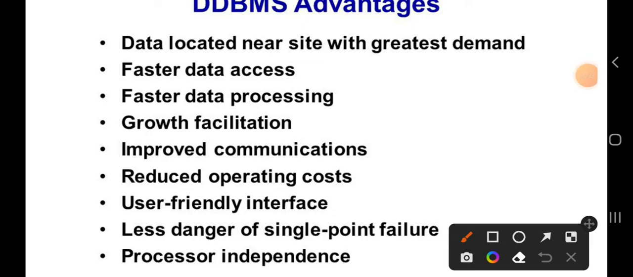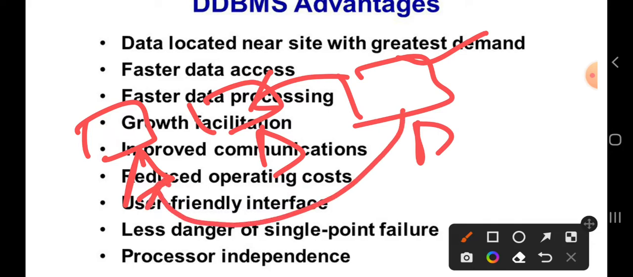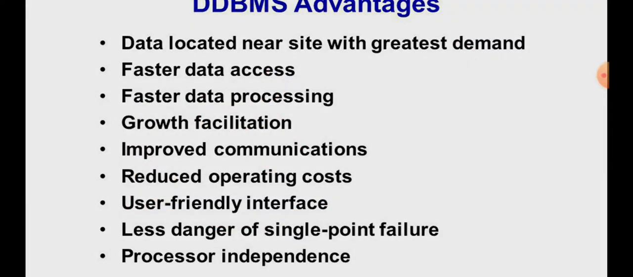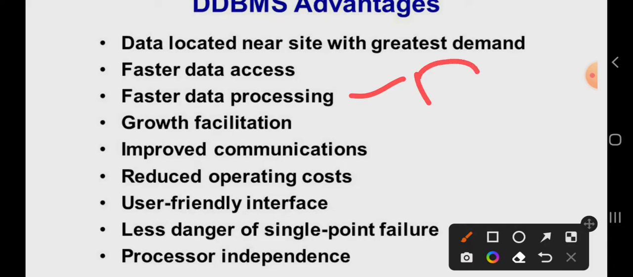See here, data is located near the site with the greatest demand. That means we will have a number of systems in the computer network, and every system will hold a database, so they can access the database nearest to them, rather than going to a far system in the computer network. So that they can easily access the data. Faster data access will happen when they have a nearby system holding the database. And faster data processing, why? We will have a number of servers in the network so that they can easily handle our database. That is the major advantage.